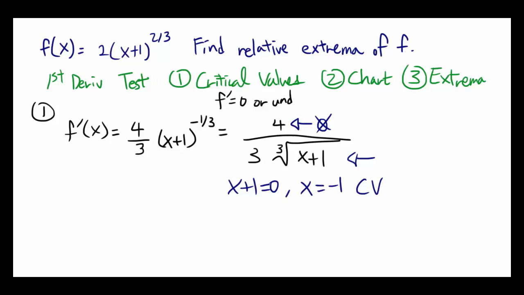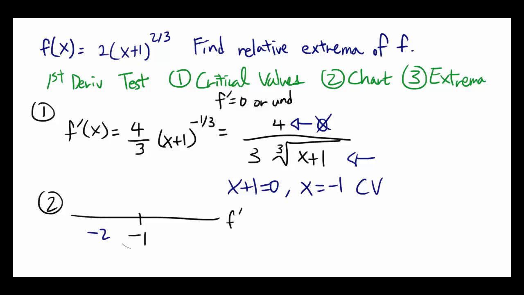Second thing, we are going to make a chart, and negative 1 is the only critical value that's going to go into the chart, and this is going to be f prime. What is the sign of f prime to the left of negative 1? Well, let's pick any number, let's say negative 2, and plug it into f prime of x.